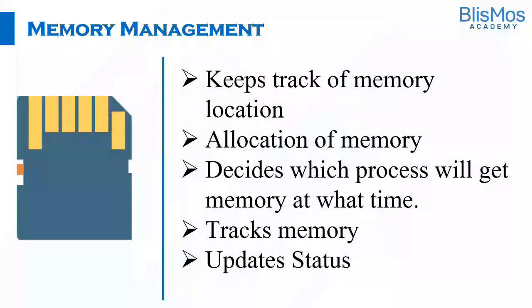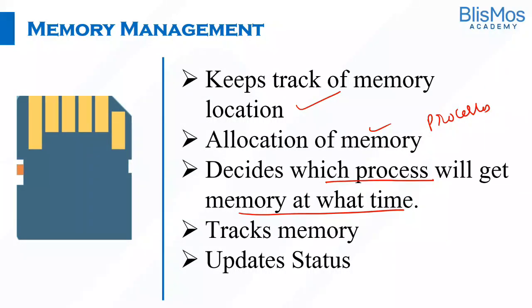Some of the other aspects of memory management are, as a part of the memory management, the operating system keeps track of each and every memory location, and also it verifies how much memory is allocated to the different processes. The operating system also decides which process will get how much memory, because different processes will need different amounts of memory to process, right? So the operating system is the one which takes a call on which process gets how much memory.